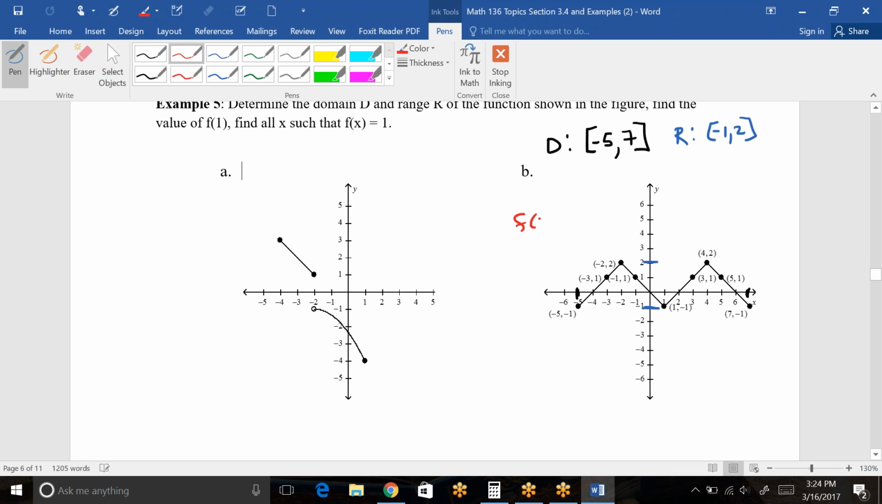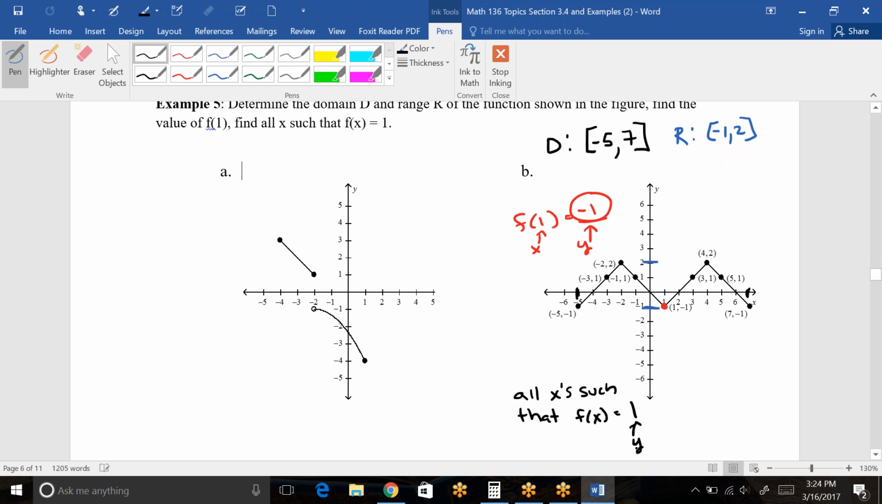F of 1 means if this is x, what is y? So go to 1 for the x, find the y value that's attached to that. So that's 1 will give you an output of -1. The last question is a little bit trickier. It says find all x's such that f of x equals 1.